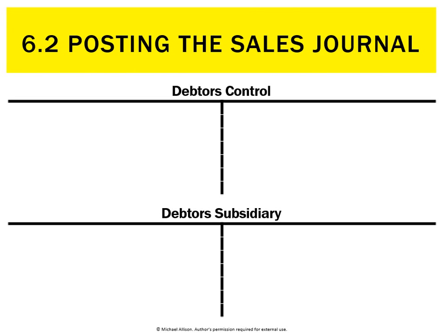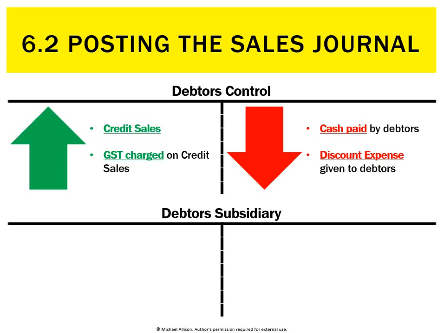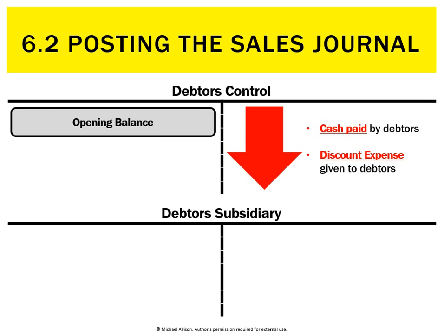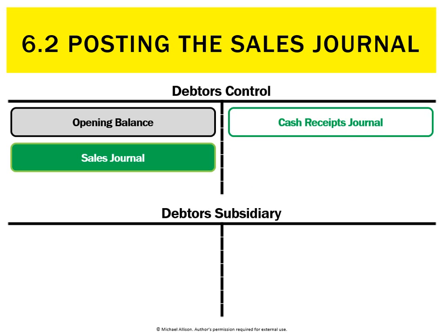Looking at it in summary, what's going to make debtors control go up and down? Well, it'll go up with a credit sale and any GST we charge on credit sales, and it'll go down with any cash paid by debtors and discount expense given to them. So we'll start with the opening balance. It will always be a debit in debtors control, and then the information from the sales journal will always go on the debit side of debtors. On the credit side, the information we need will always come from the cash receipts journal.